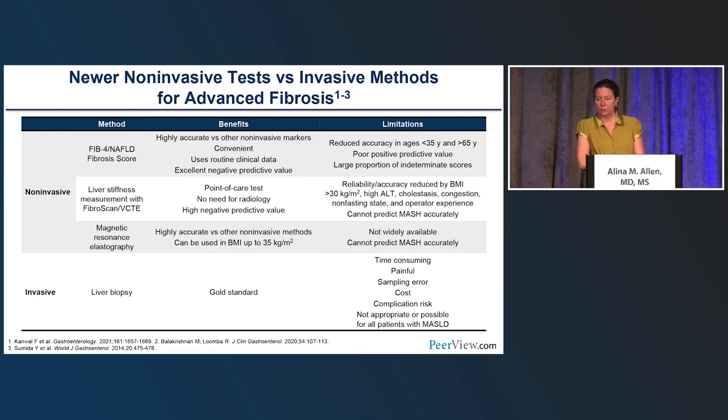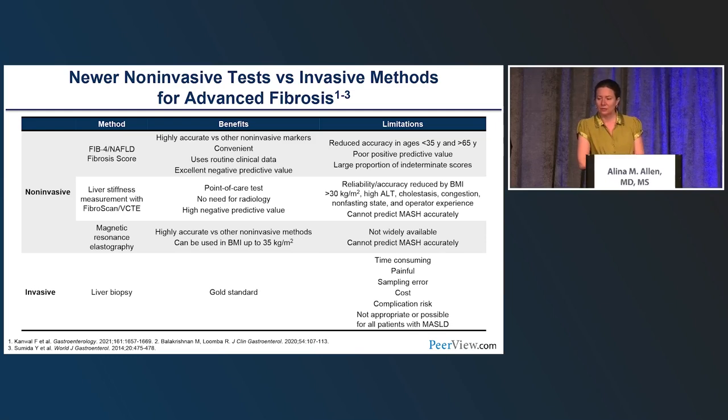We'll start with FIB-4 or NAFLD fibrosis score, which are 2 blood biomarkers that have the benefits of being accurate and convenient and can be used in routine practice using clinically collected data for routine healthcare assessment. What they have as the most important benefit is an excellent negative predictive value, meaning that we can use them to rule out those who have advanced fibrosis.